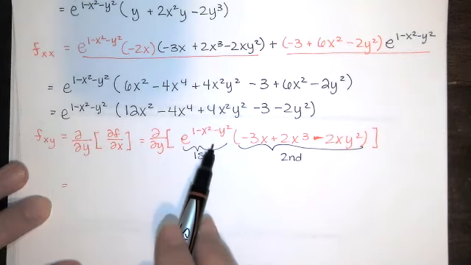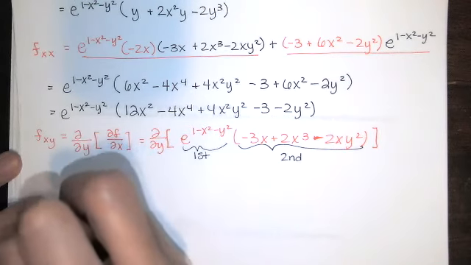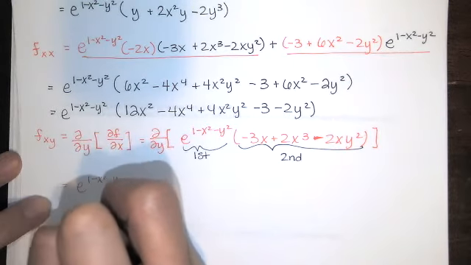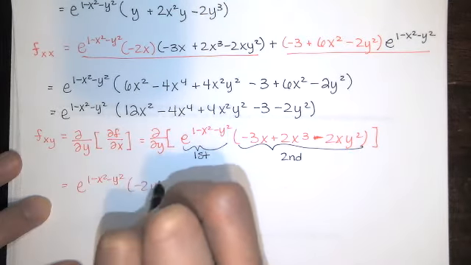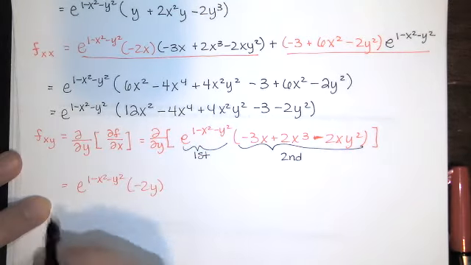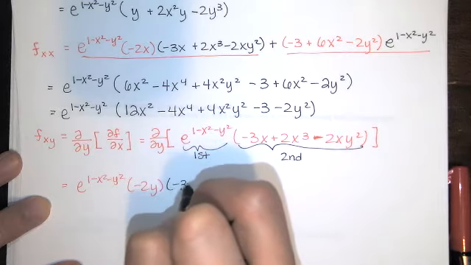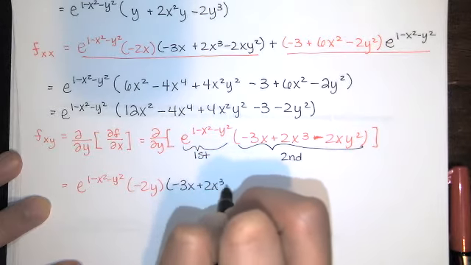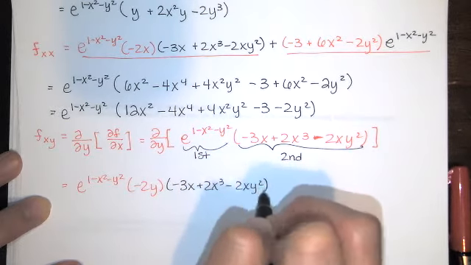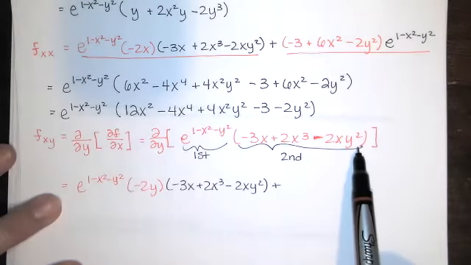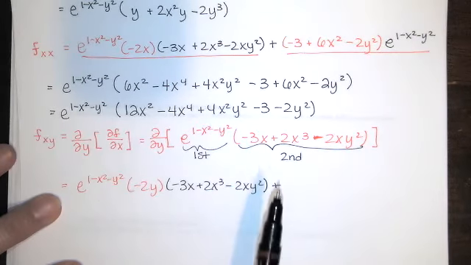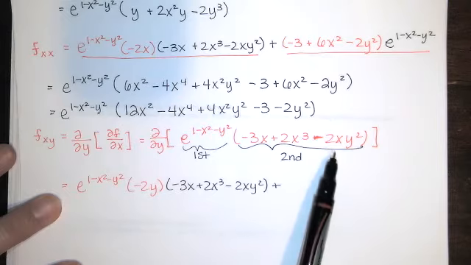Derivative of the first with respect to y is e to that power times the derivative of the inside with respect to y, which we know by now is negative 2y. Derivative of the first times the second. Plus the derivative of the second with respect to y. There are no y's in that, so that's 0.